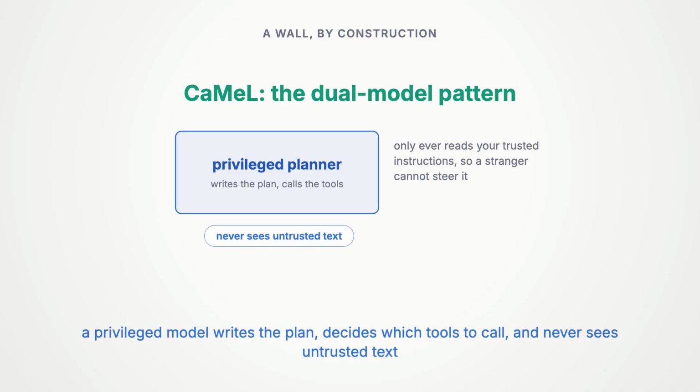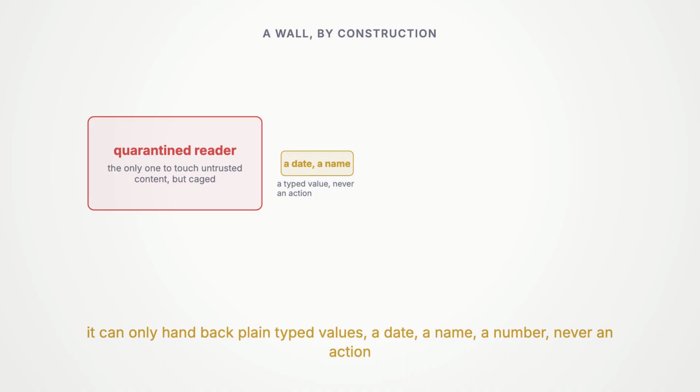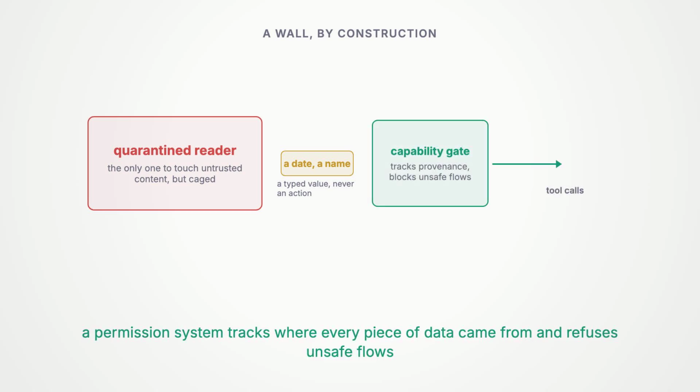A privileged model writes the plan, decides which tools to call and in what order, and it never, ever sees the untrusted content. A second quarantined model is the only one allowed to touch the poison page or email, but it is caged. It can only hand back plain, typed values, a date, a name, a number. It can never issue an action. And around both sits a permission system that tracks where every piece of data came from and refuses any flow that would, say, take something derived from an untrusted source and send it to the outside world.